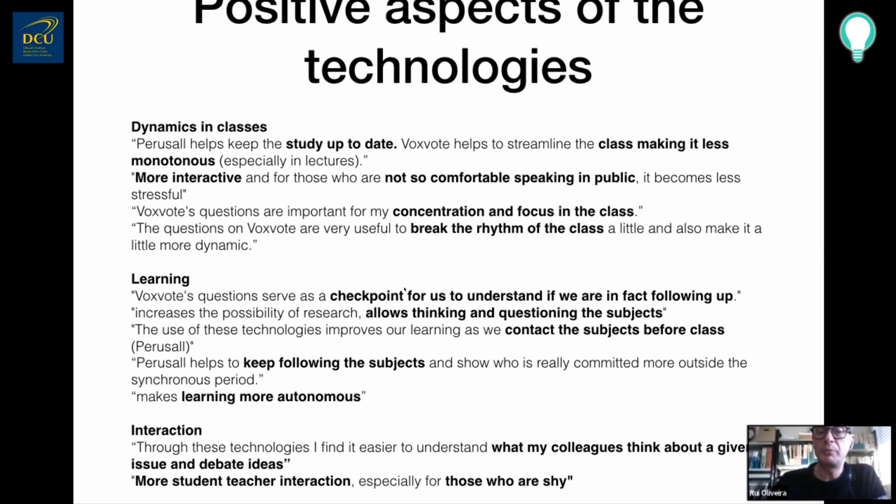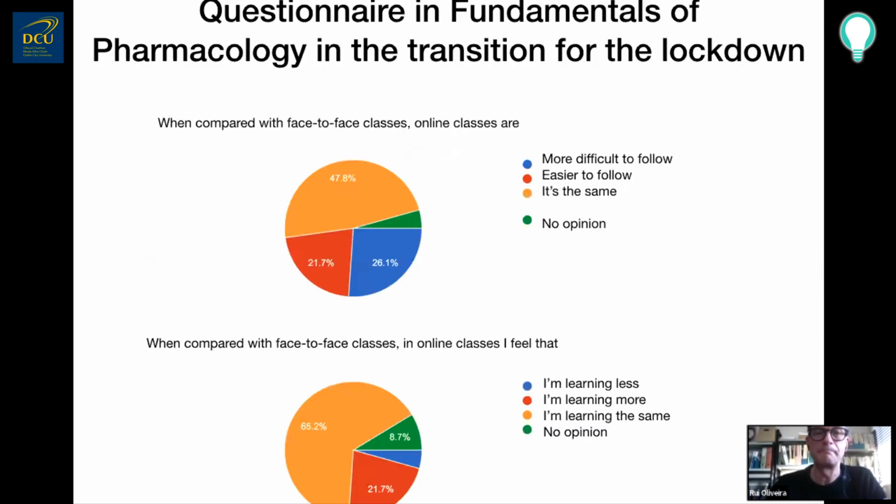It would allow a checkpoint of whether they were understanding the subjects of the class, to allow them to think and question the subjects, and contact the subjects before the class with regard to Perusall, keep following the subjects all along the semester. And interestingly, this makes learning more autonomous because they had to read by themselves before the class. In terms of interaction, the students had a perception of what their colleagues thought about the subjects. They could debate ideas, and there was more student and teacher interaction, especially for those that are shy.